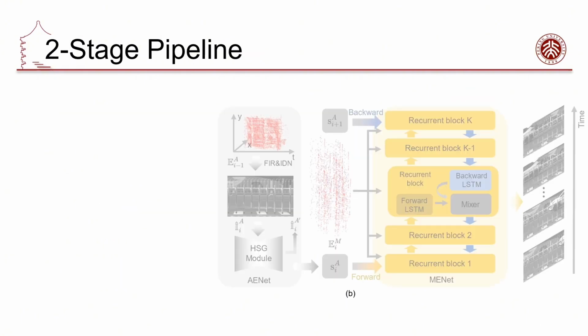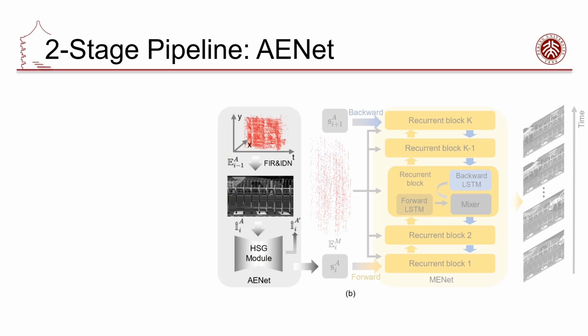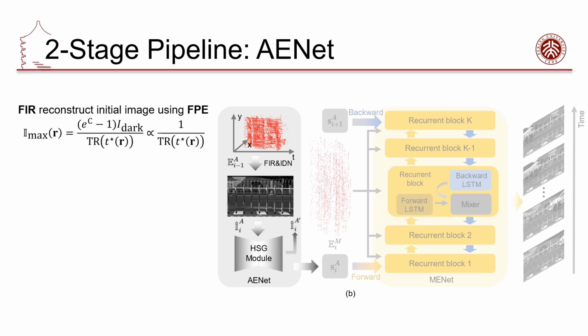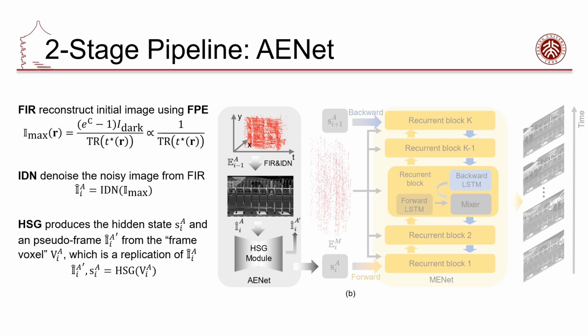Here is a detailed pipeline. It has two stages, AENet and MENet. Our AENet consists of three modules, FIR, IDN, and HSG. AENet first reconstructs an initial frame using FIR based on the first positive events. IDN denoises this initial frame from FIR. Finally, HSG generates hidden states and pseudo frames from a frame voxel, providing necessary inputs for MENet.